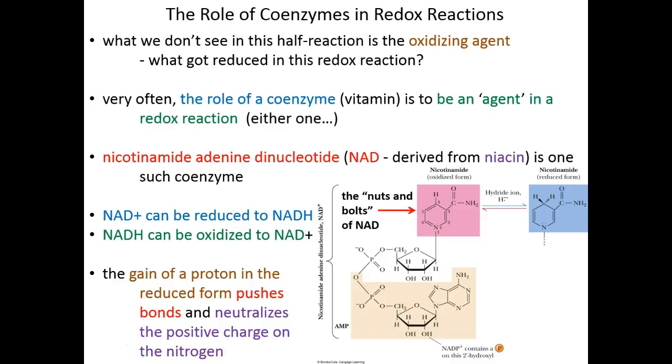And the gain of a proton, of course, in this case, is going to push bonds. We can see that because of this carbon here, it can only have 4 bonds. If we gain a second proton, then this double bond has to be pushed, and that's really the organic chemistry side of all of this, pushing electrons to accommodate new bonds.